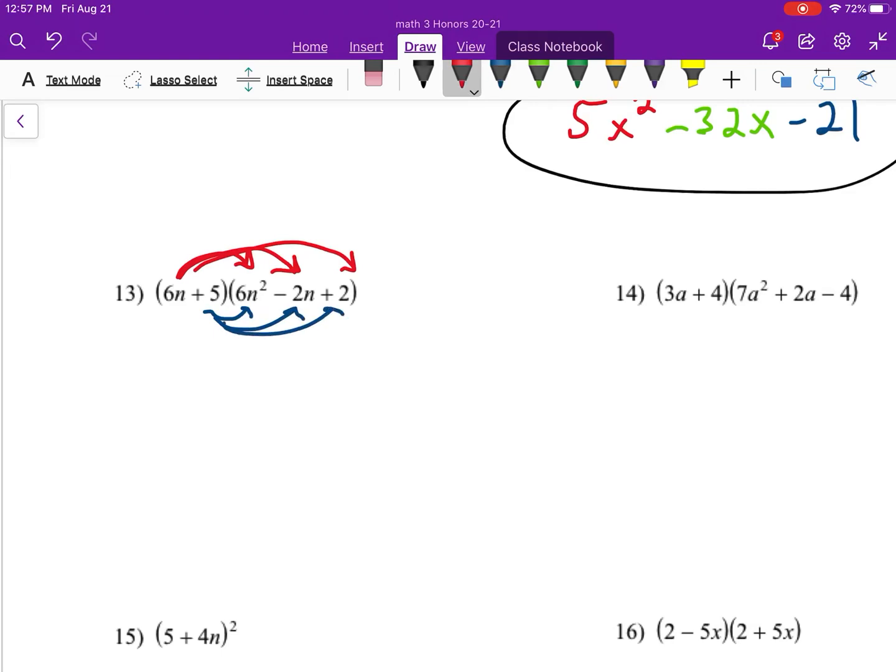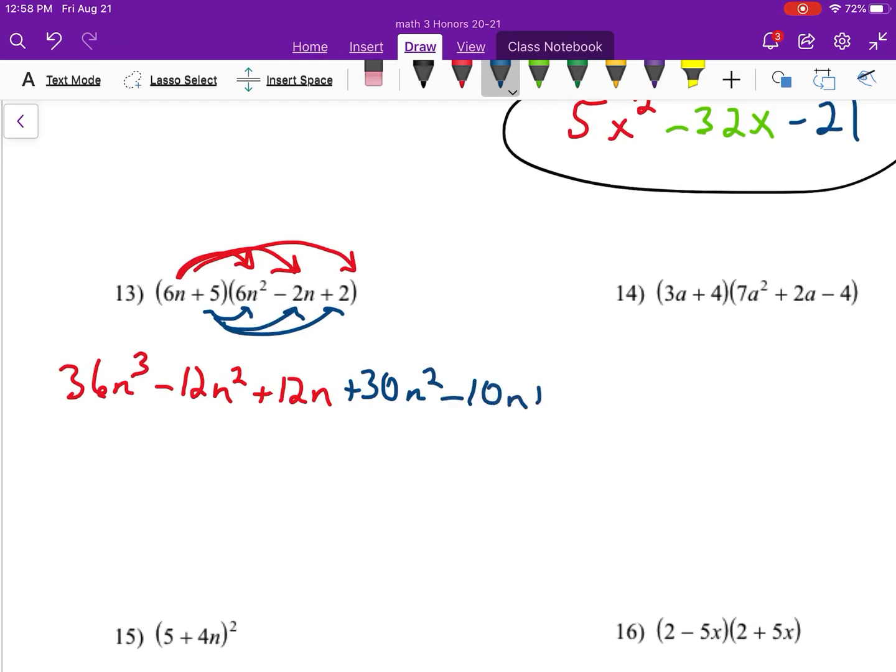So I'll just open this up, right? So 6n times 6n squared, which is going to be 36n cubed. 6n times negative 2n is negative 12n squared. And 6n times positive 2 is positive 12n. And this is why I say keep track of the colors here, because notice I did all the top distribution in red and now all the bottom distribution in blue. So hopefully you're staying with me a little bit here.